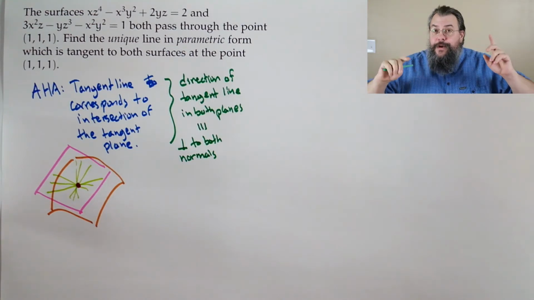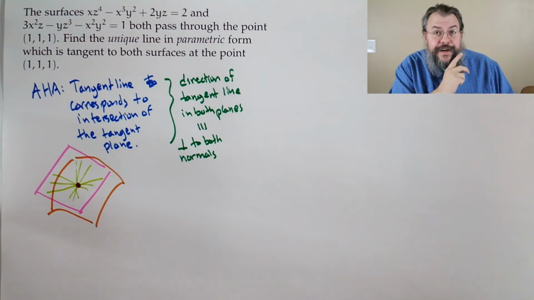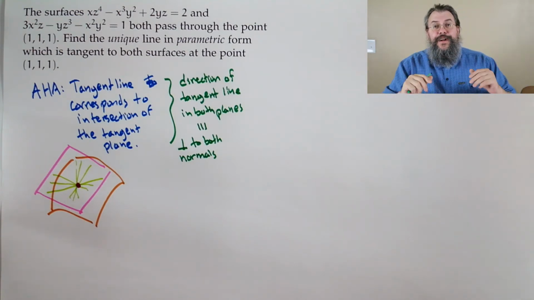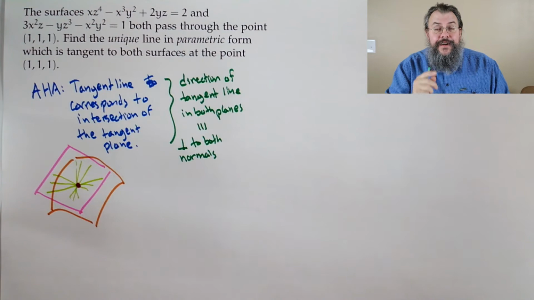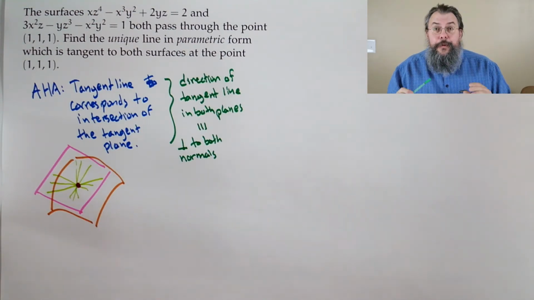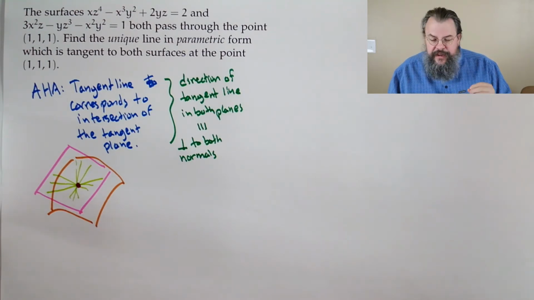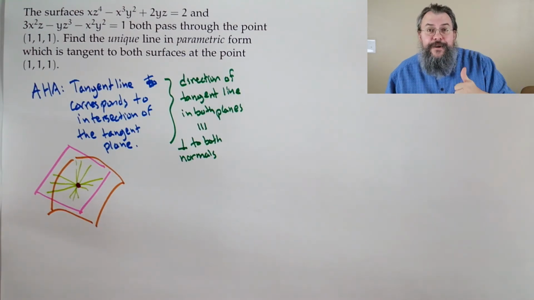So what do we think? Well, the first thought that should cross our mind is the cross product. Cross the two vectors together. That gives us the direction of the line that we're after. Wonderful. We've got a plan. Okay, so step one, let's find our normals.